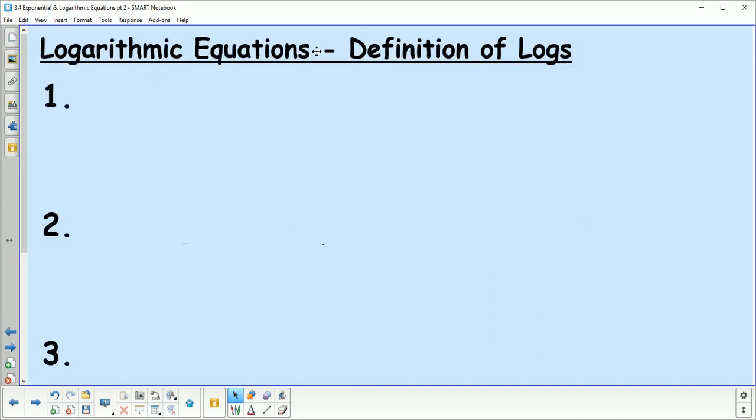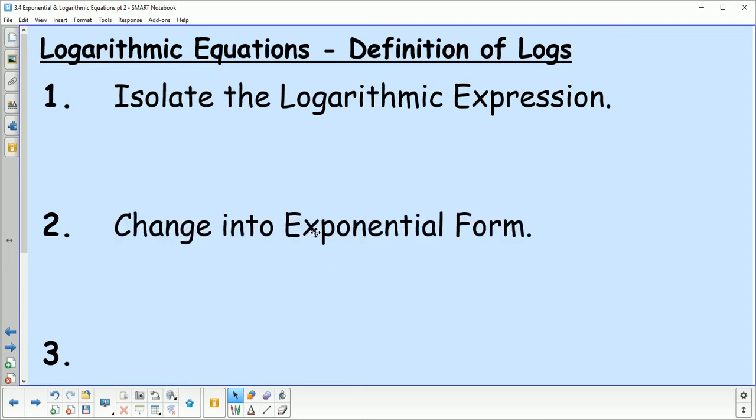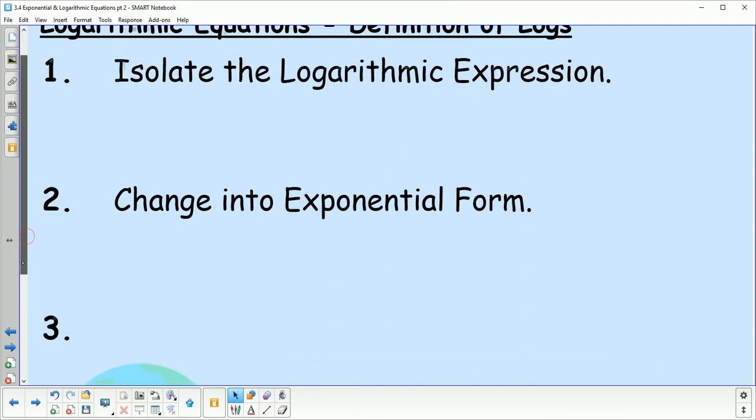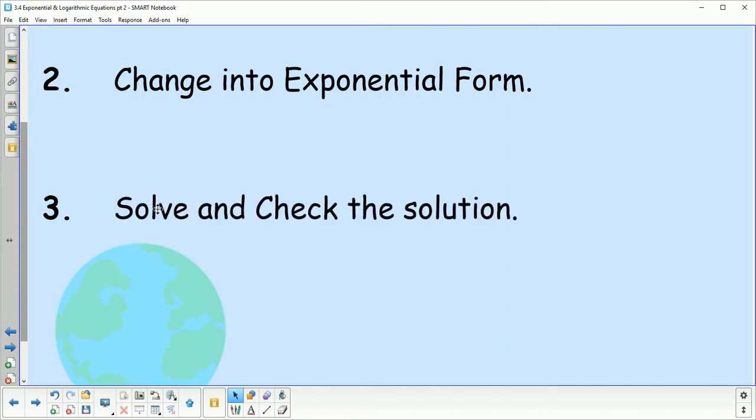You just saw we're going to have the definition of logs, which we actually used when we talked about exponential equations as well. And then we're going to have what's called the one-to-one property. First step with the definition of logs is you need to get the logarithmic expression by itself on one side. And then you're going to need to change into exponential form. Now, we're going to need to be careful on all these. After that, once it's in exponential form, you should have the variable by itself. You're going to solve and then make sure you check your solution.